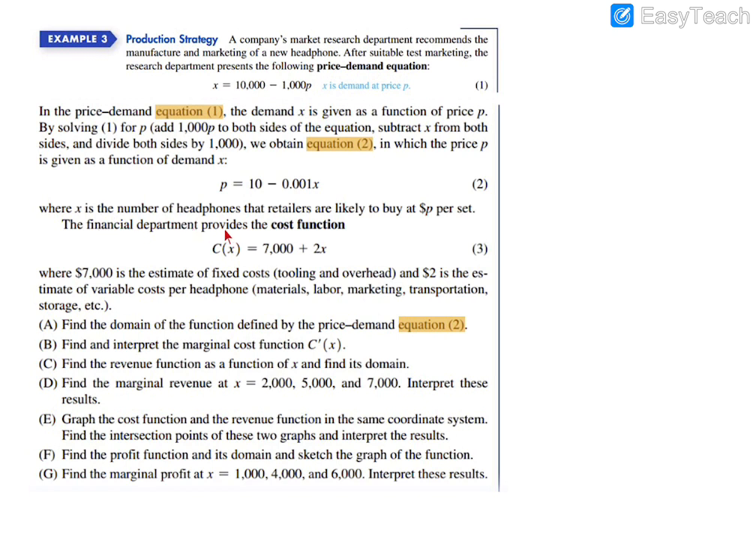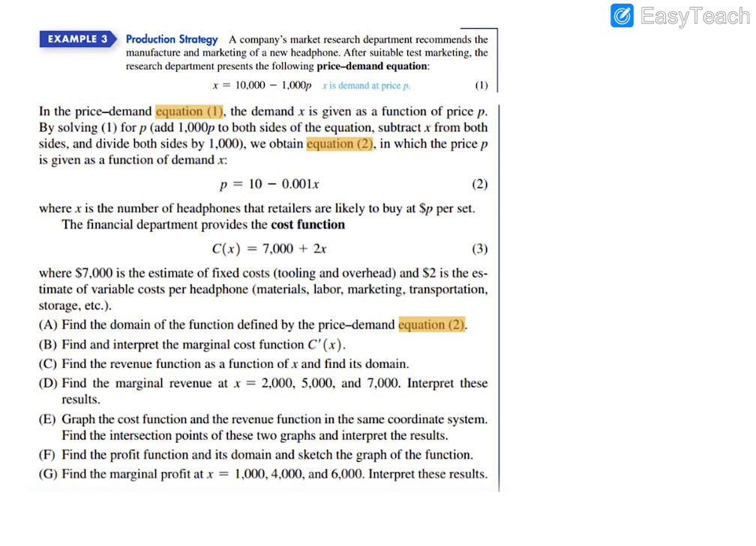The financial department provides the cost function. By using regression analysis, this function is given, where $7,000 is the estimate of fixed cost, as you know, and $2 is the estimate of variable cost per heat phone. x is the number of heat phones, so this is the item cost. So we have two facts: the price-demand equation and the cost function. By using these two facts, we can write the revenue function, we can write the profit function, and we can discuss the marginal of these three functions.